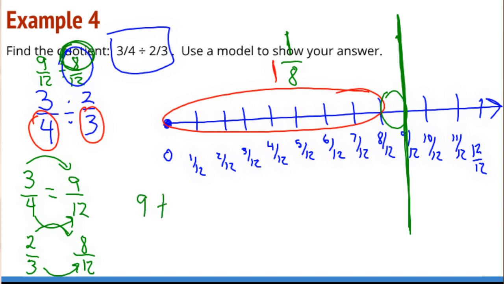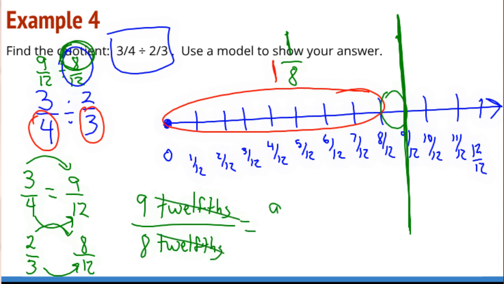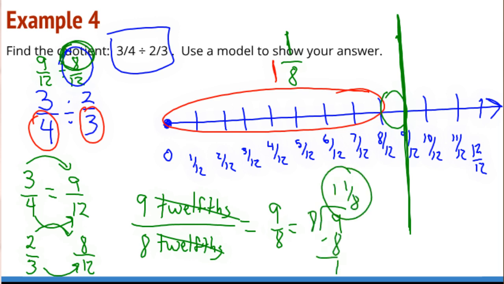And I could set it up as my unit form. So I've got 9 divided by 8, which gives me 1 1/8. And I could play with the multiplication and I would get the same result. 9/12 times 12/8. 12ths will cancel, which will give me 9/8. And we've already done the division and know that that is 1 1/8.